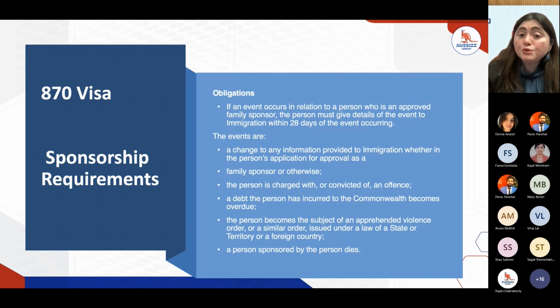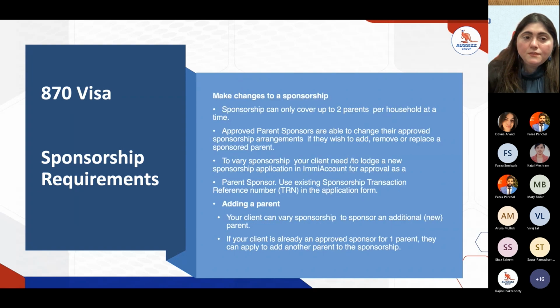Obligations, as a sponsor, you do have obligations. You need to make sure that your parents do not breach the visa conditions. You need to make sure that you have not been charged or convicted of an offense, because you are the sponsor, and your application can be jeopardized if there is a conviction or any offense or a debt. If the debt is also not cleared, then it can jeopardize the application. The sponsorship can cover only 2 parents per household at the time of the application.